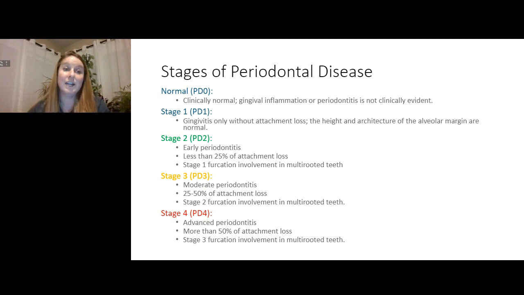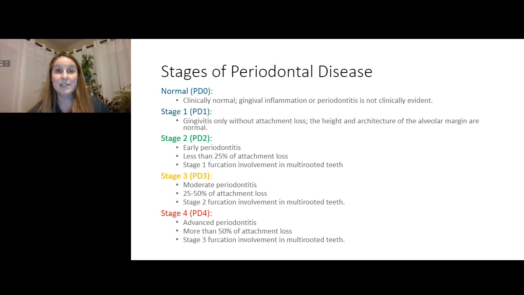Then we go to stage 2. So that's going to be our periodontal disease stage 2, PD2. That's early perio disease. So that's when we have less than 25% attachment loss. Or we might have stage 1 furcation involvement in multi-rooted teeth.